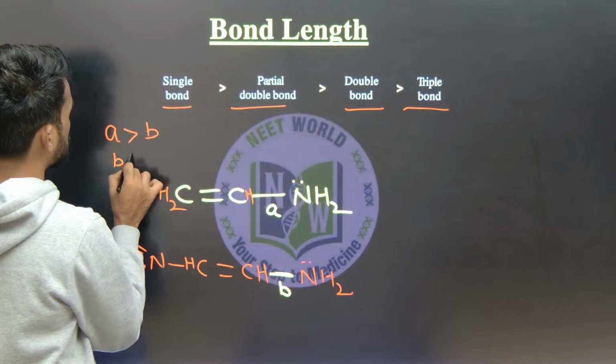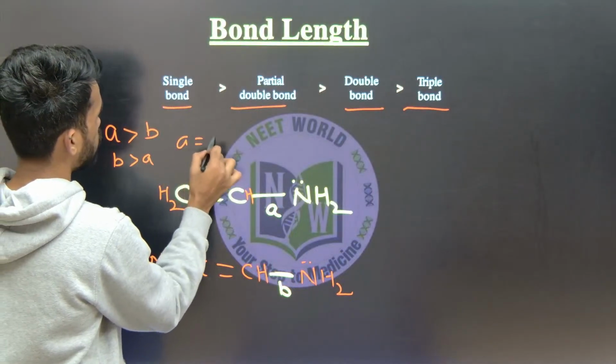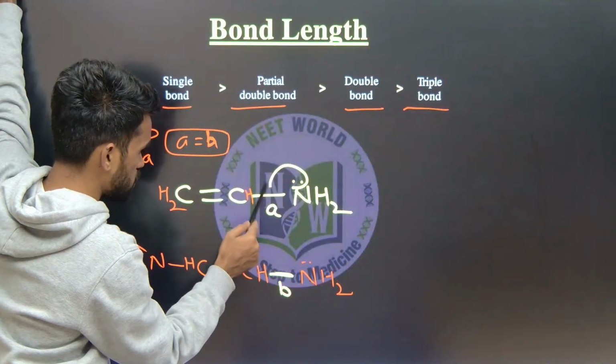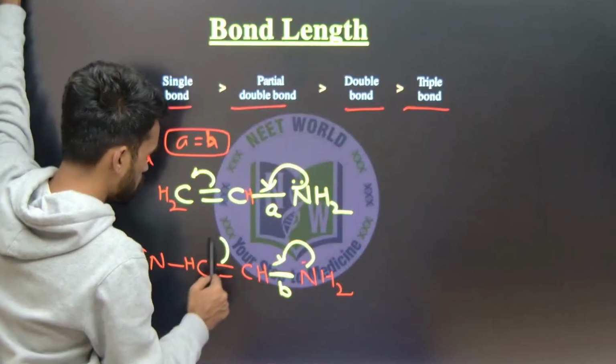If A is greater than B, or B is greater than A, or AB are equal, or how it will be? This is how a question can be made here. See, whenever these lone pairs are in conjugation, yes, these lone pairs are in conjugation, here also in conjugation.